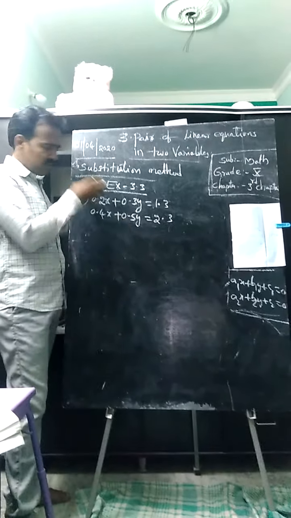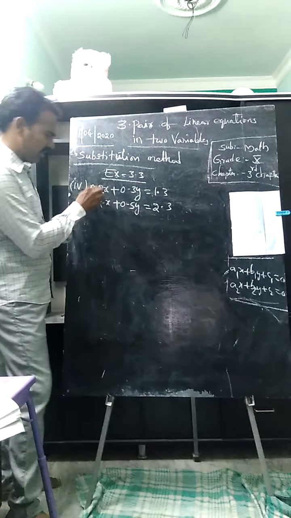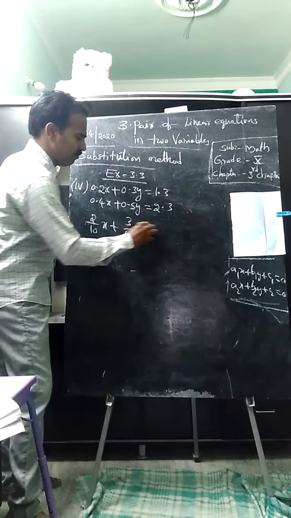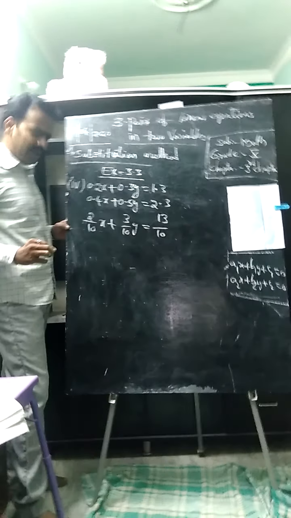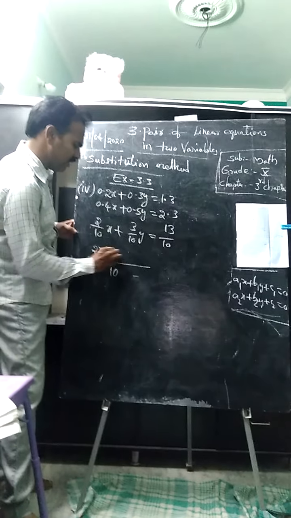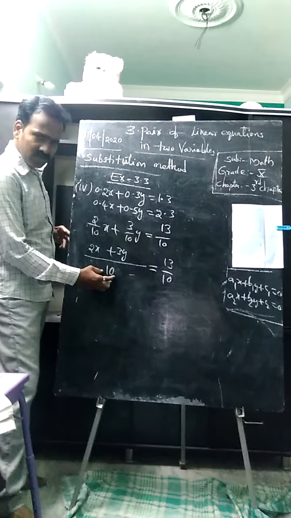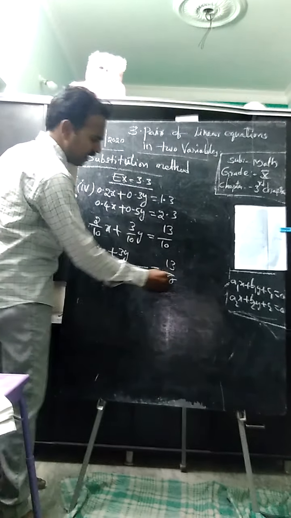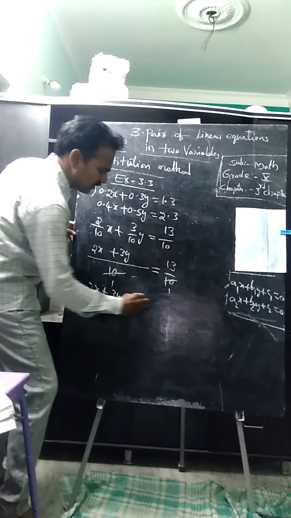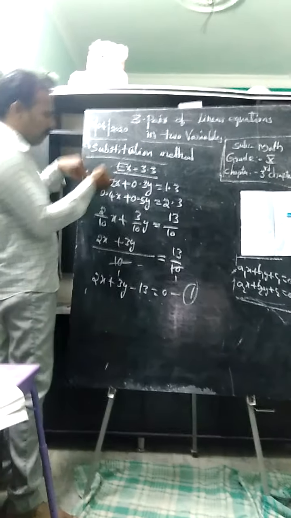While applying the substitution method for problems in decimal numbers, you can change them into whole numbers. For example, we can write 2 by 10x plus 3 by 10y equals 13 by 10. Can we write? Yes. Again, take LCM, students. What is the LCM here? 10 is the LCM, so all denominators are equal, so directly we can do. When 10 moves to the right side, it changes into multiplication, so we can cancel directly. So we got the equation 2x plus 3y minus 13 equal to 0, equation 1.